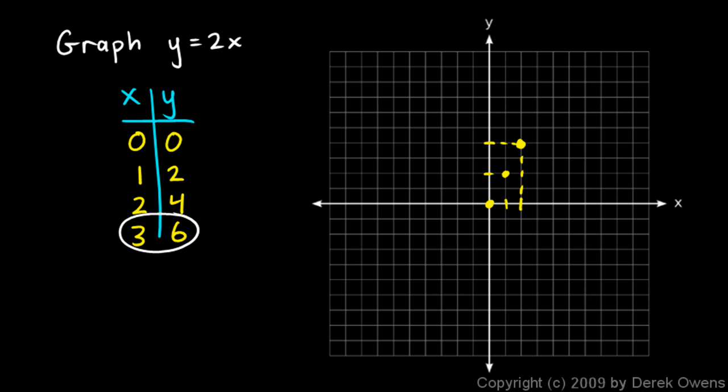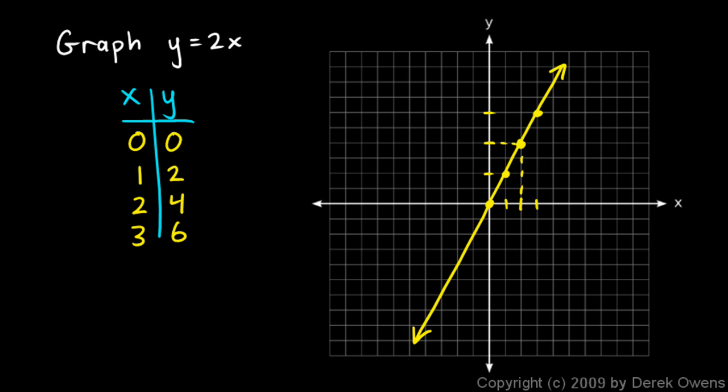And the point 3, 6, 3 on my x-axis and 6 on the y. That's that point right there. And you see all these points are forming a line. So I can draw in this line. And you could continue to plot more, but we have enough. We've figured out what the line is. So I'll line my straight edge up here and draw in the line.